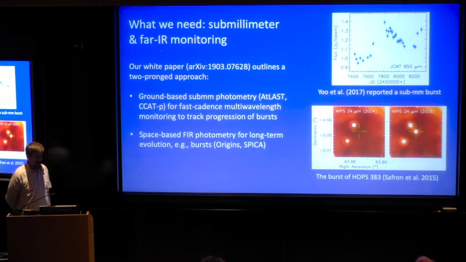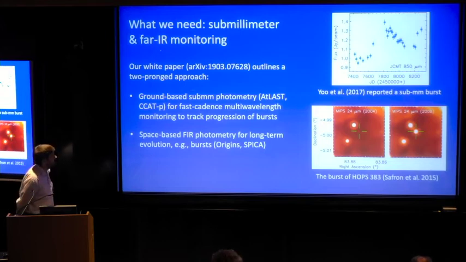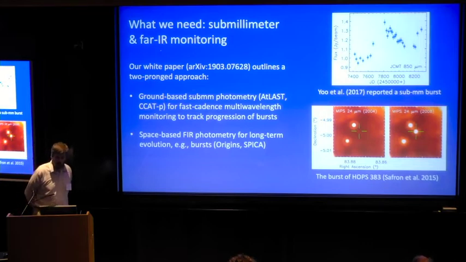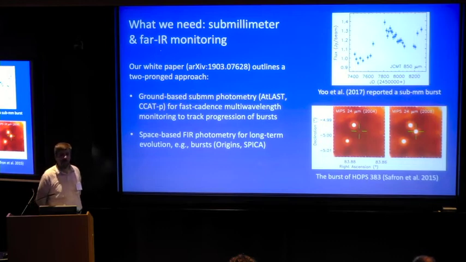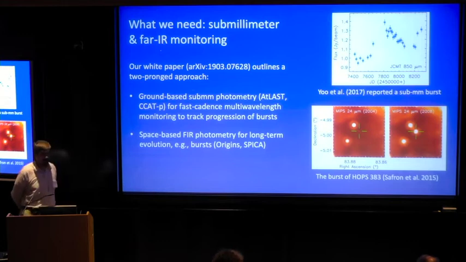I have a white paper out where we outline a 2-pronged approach. We brought in some submillimeter folks to talk about the value of ground-based submillimeter photometry that gives us fast cadence monitoring at multiple wavelengths to track the progression of bursts. We have a light curve here from the JCMT project that Doug Johnstone and Greg Herczeg are in charge of, where they detected a submillimeter burst. And then with the space-based far IR photometry, we would look at the long-term evolution of these objects.